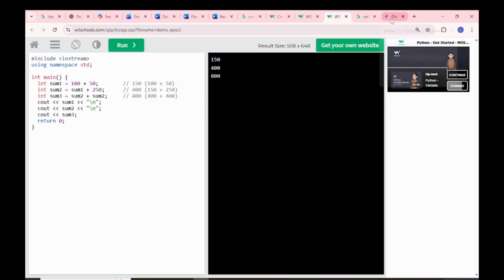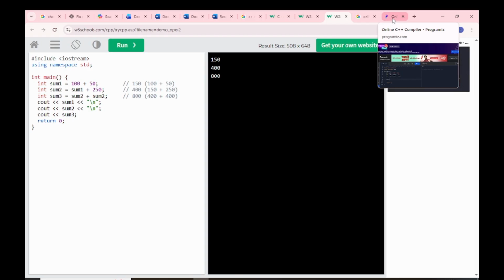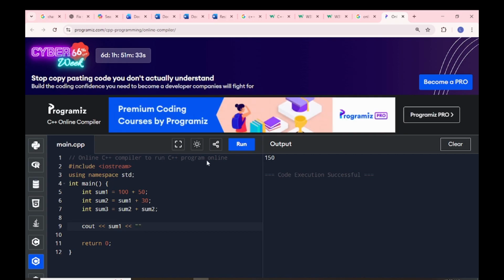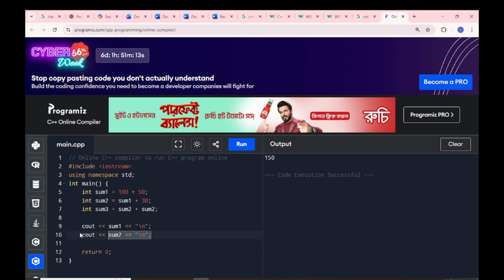So cout would be sum1 and sum2 and sum3, right? So let's say cout sum1, we need to provide here this one, and then cout. Write the things, guys. Okay, so if you don't write, things will not work out for you. Spend some time on writing, otherwise you can't learn.